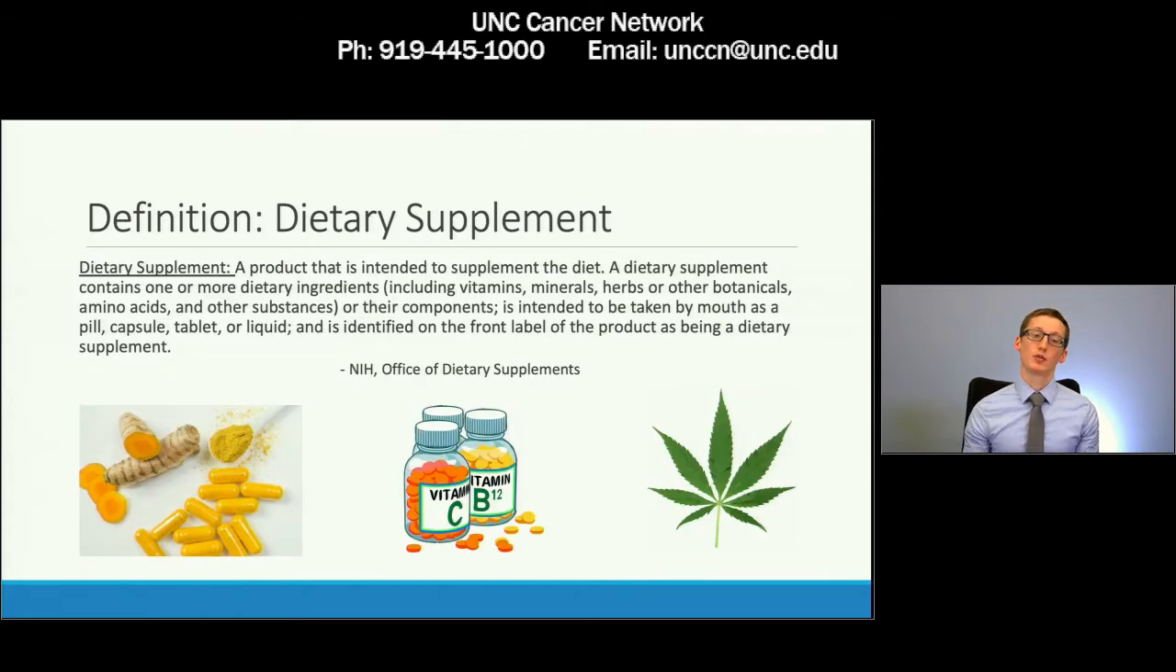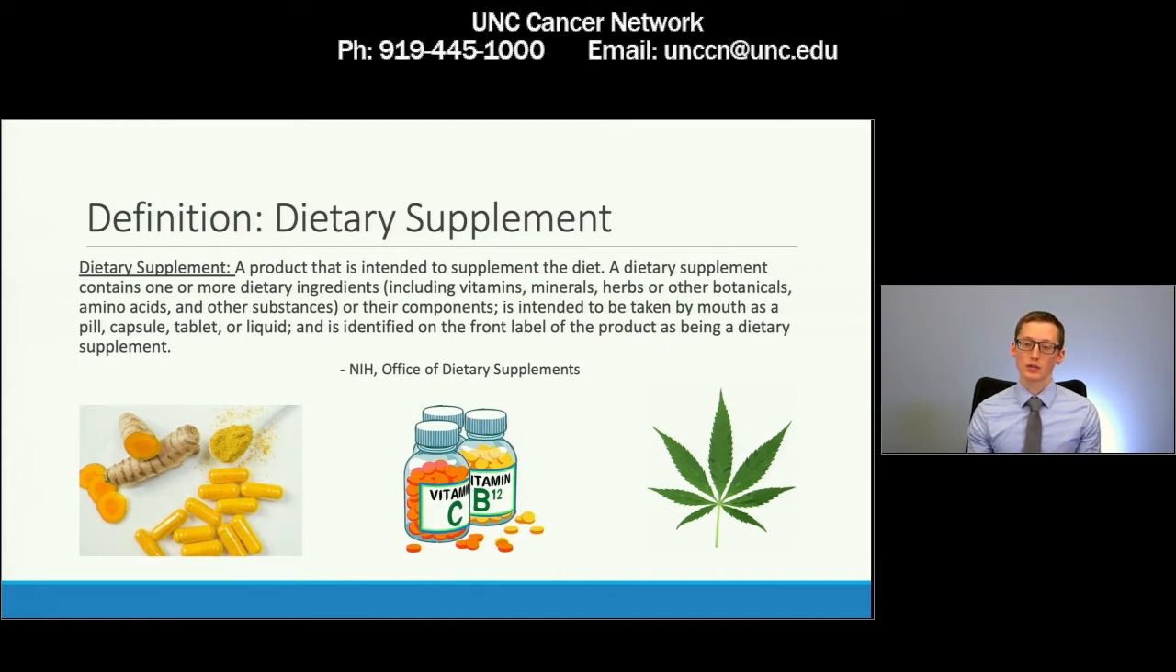So to get started, we're going to go over some definitions of what a dietary supplement is. This comes from the Office of Dietary Supplements at the NIH. A dietary supplement is a product that is intended to supplement the diet. It contains one or more dietary ingredients such as a vitamin, a mineral, an herbal product or botanical, an amino acid, or other substances, or their components, and is intended to be taken by mouth as a pill, capsule, liquid, or tablet, and it is identified on the label as being a dietary supplement.